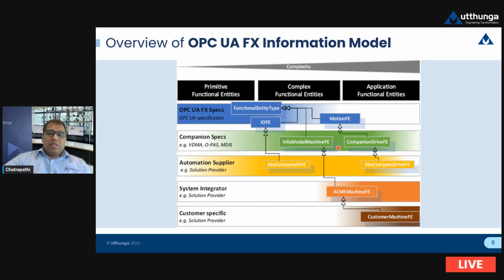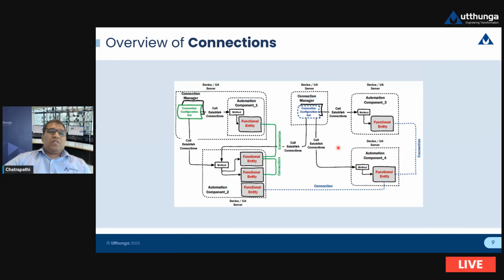So how do these functional entities talk to each other? Again, at first glance, this picture may look a little overwhelming, so we will try to break it down so that it becomes much simpler to understand. In OPC UA, the connections are always established between functional entities, and they are established when a specific method called establish connections is called from the connection manager.